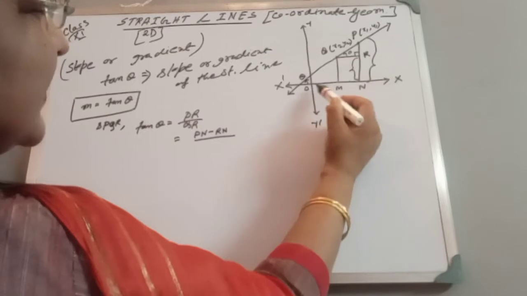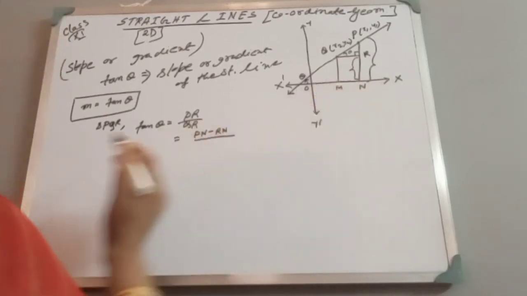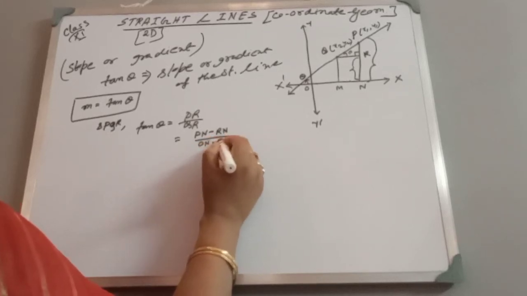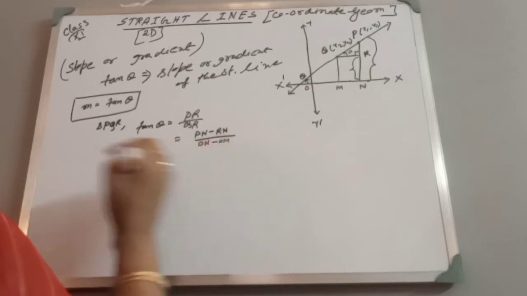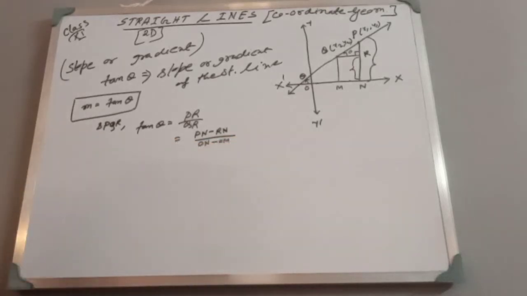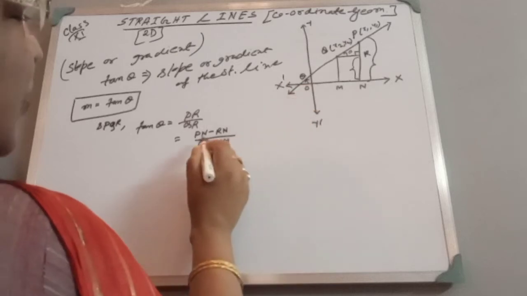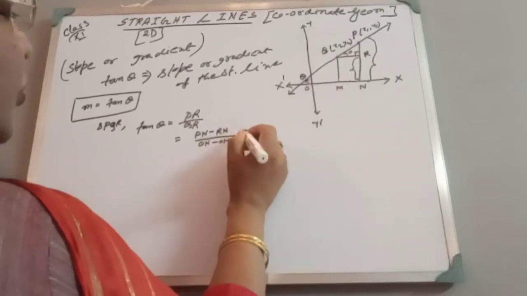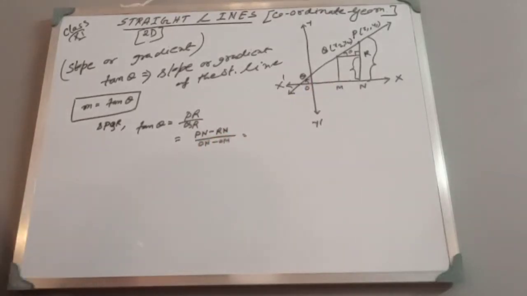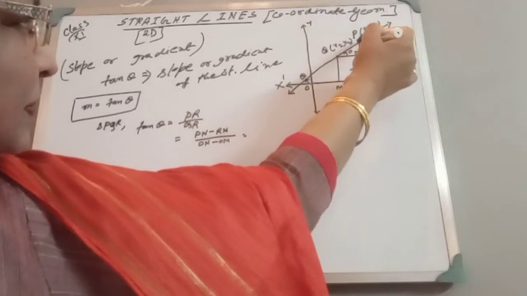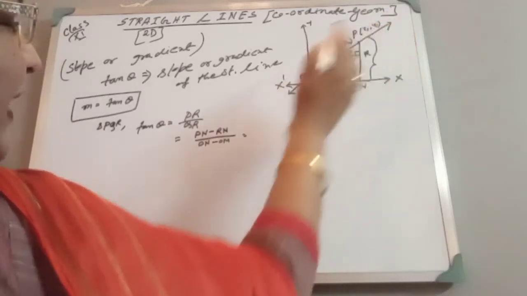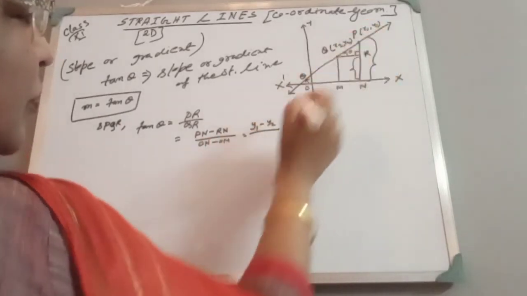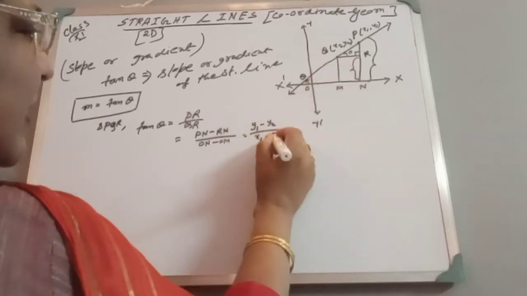QR means this one, that is equals to ON minus OM. QR equals to, and QR means MN. MN means ON minus OM. So PN is what? PN, according to the coordinate, PN is Y1. So it's coming Y1 minus Y2. And ON, according to the coordinate, is coming X1 minus, this is coming X2.